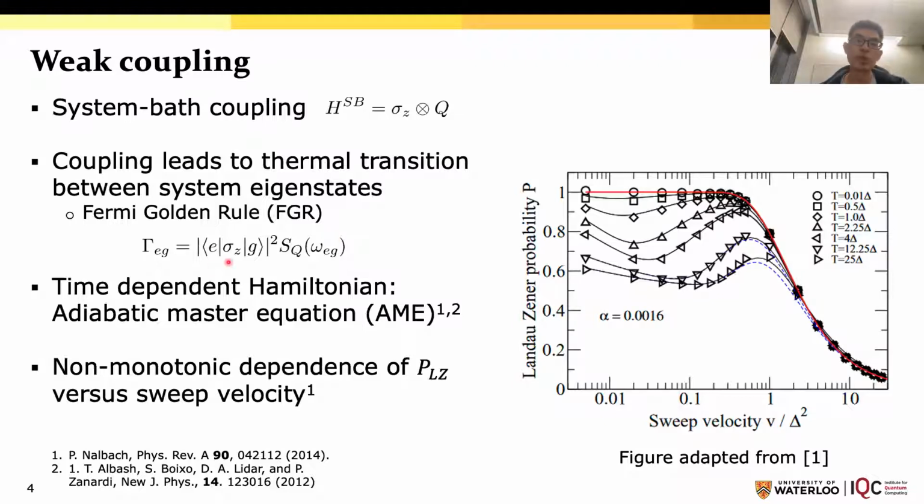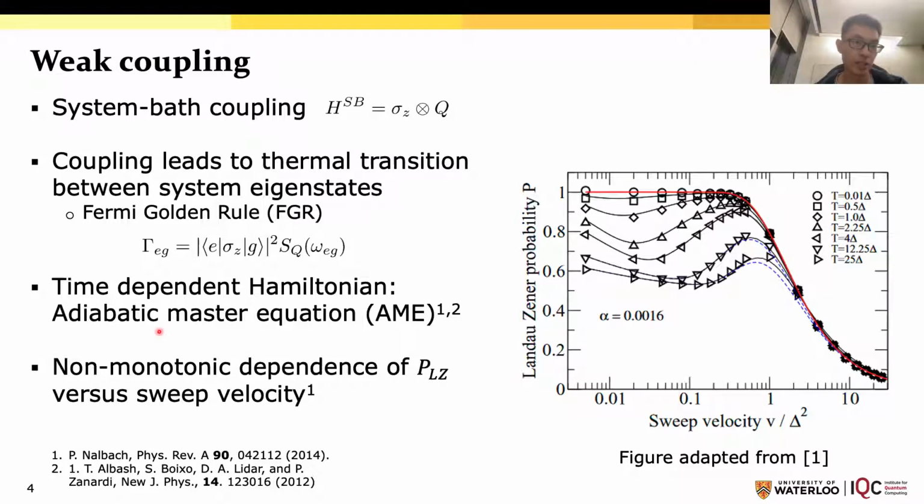But the Fermi golden rule only applies for a time-independent Hamiltonian. For time-dependent Hamiltonians, work has been done to extend this to describe this kind of transition, which is formalized as this adiabatic master equation approach.